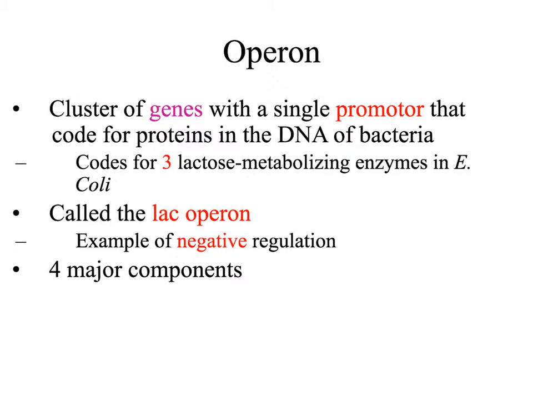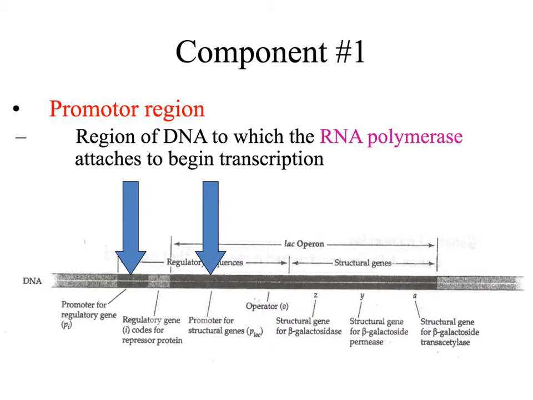And this is an example of a negative regulation. There are 4 major components to an operon. Component number 1 is the promoter region. This is just a piece of DNA to which the RNA polymerase enzyme is going to attach to start transcription. You can see on the sample diagram that there are actually 2 promoters. One promoter is for the regulatory gene and one promoter is for the structural genes.